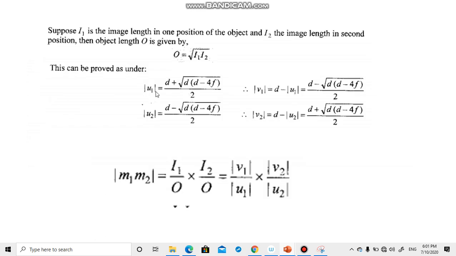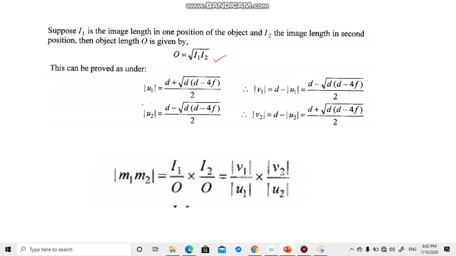Proceeding in the same fashion further, we can also find the object length by this equation. Object length O can be given as root over I1 I2. I1 is the image distance at a particular position of the lens, and when it is altered, you get another position and another image. This can be proved also.